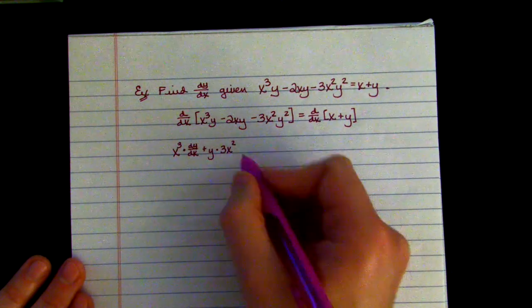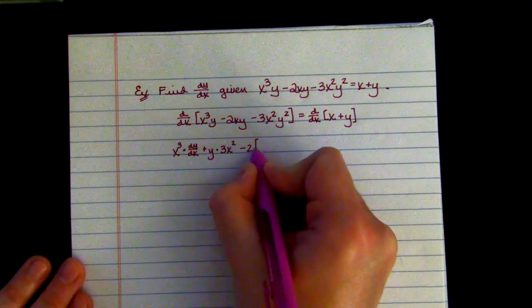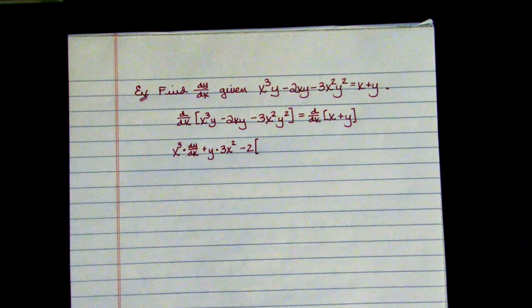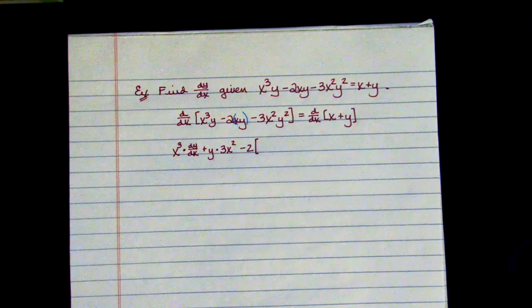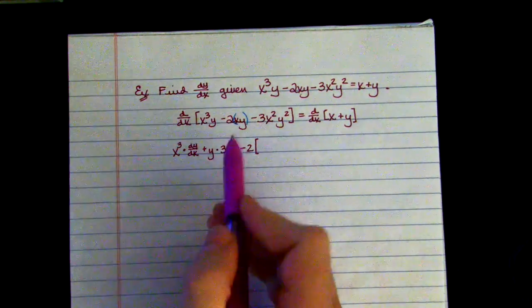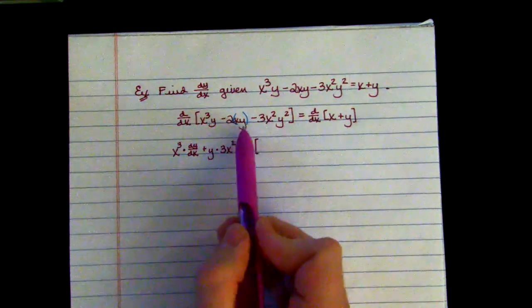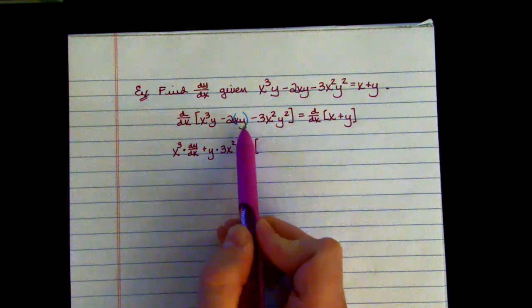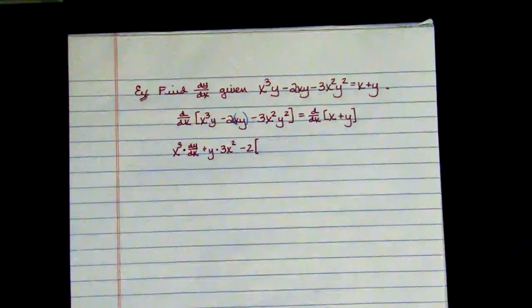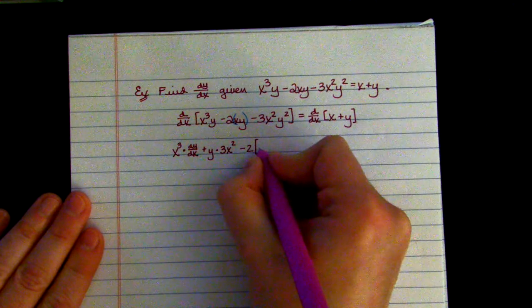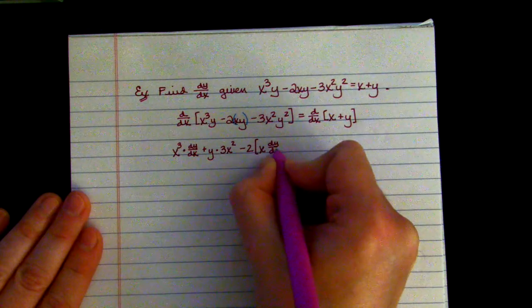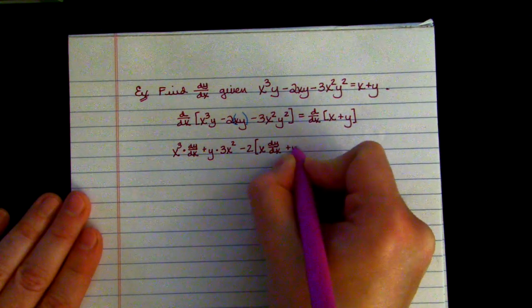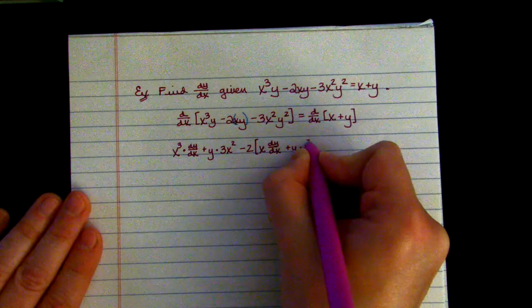For this next piece, I'm going to say minus 2 times, I'm going to treat the 2 as a constant and leave that up front. And I'm going to do my product rule on x times y. You know what? How about you see if you can do the product rule on x times y. You do your first times derivative of the second plus second times derivative of the first. First is x, derivative of the second is dy dx, plus second, y, times derivative of the first, times 1.